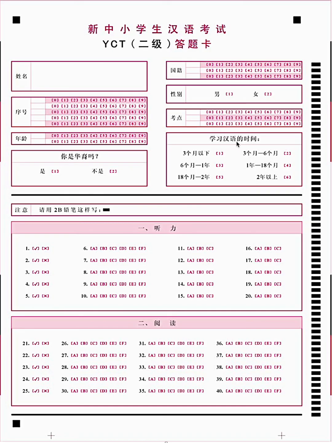Now, 学习汉语的时间, how long have you been learning Chinese? You can say 2 years, more than 2 years, 1 year to 18 months, or 18 months to 2 years. So you can put 2 years, more than 2 years there. Just fill in the 6. Fill in like that, and then fill in number 6.